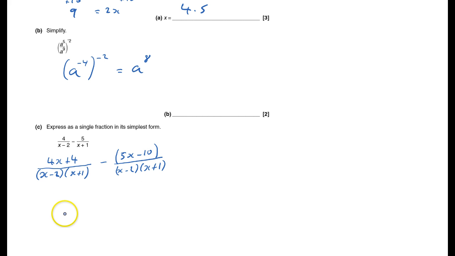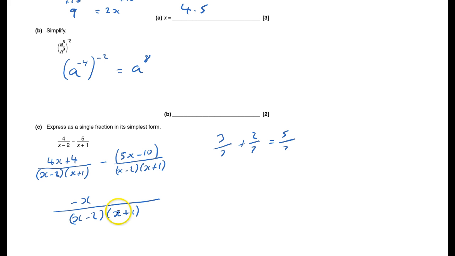I've got the bottoms the same, so I can now just put them all over that, because if I had, I don't know, 3 over 7 plus 2 over 7, the answer would be 5 over 7. The bottom bit doesn't change. So the bottom bit is going to be x minus 2 times by x plus 1. And what have I got on top? I've got 4x, take away 5x will be minus 1x. And I've got 4 minus 10. And that's going to be the same as 4 add 10. And so that'll be plus 14.